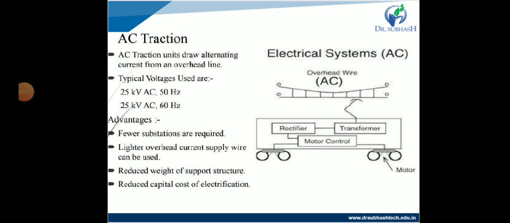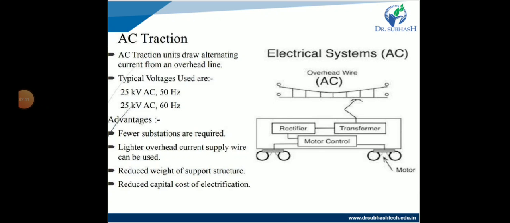Now the next is AC traction. In AC traction, the overhead wire has single phase, neutral and phase. The overhead wire is the AC supply, and it goes to the transformer and from the transformer to the rectifier. So it will be converted into DC and then given to motor control. Motor control can control and give supply to the motor, so the desired speed we can get from the motor control to the motor.